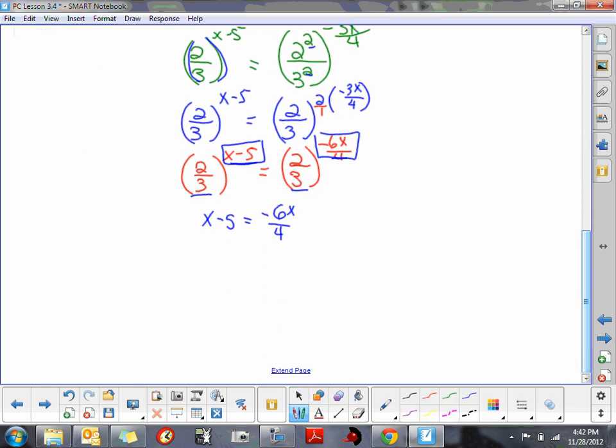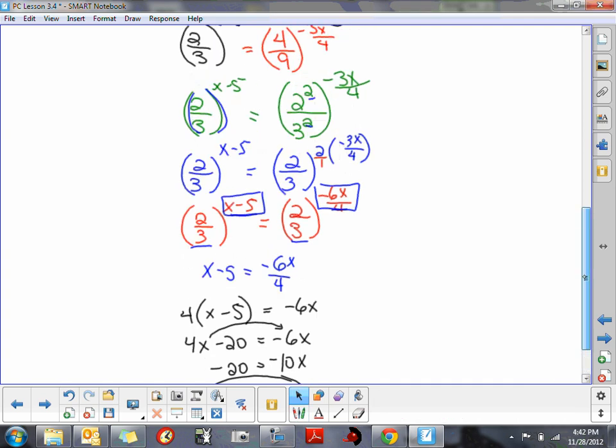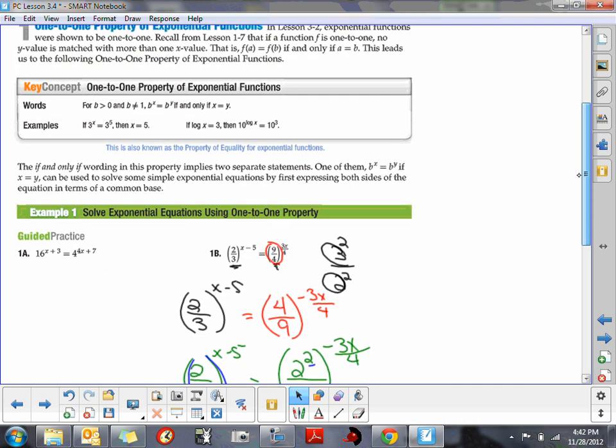To solve this, the first thing I'm going to do is multiply both sides by 4. So it's 4 times x minus 5 equals a negative 6x. Then I'm going to distribute the 4. So 4x minus 20 equals a negative 6x. And then however you want to rearrange it, to me it's easier just to bring the 4x over by subtracting. So you've got negative 20 equals a negative 10x, which means x is going to have to equal 2.